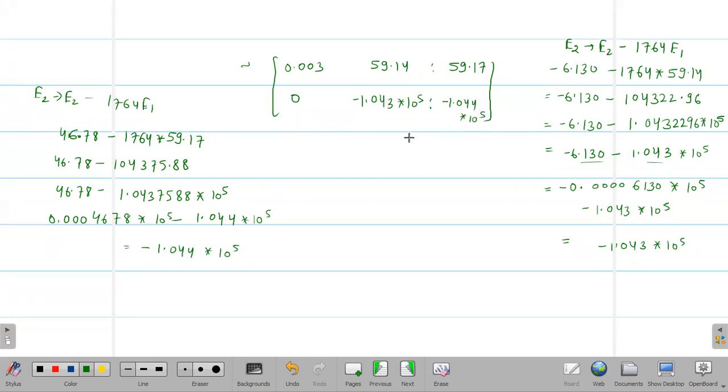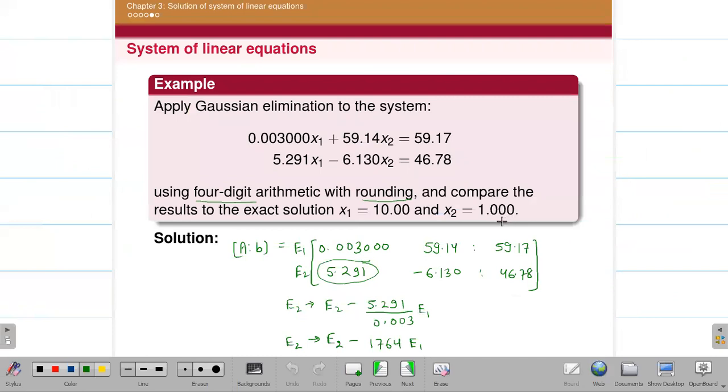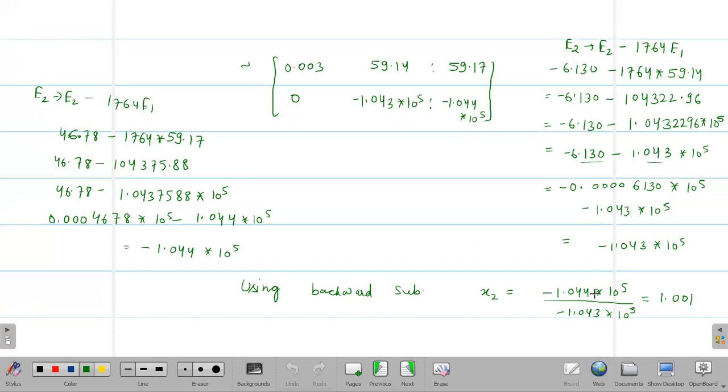So this is the upper triangular matrix now. So use backward substitution. So what will be your x2? x2 will be minus 1.044 into 10 raised to power 5 divided by minus 1.043 into 10 raised to power 5. So if you divide it, you will get 1.001. Please look into x2. It is 1. That is acceptable because it is 1, and you are getting 1.001 in the approximation. That is good.